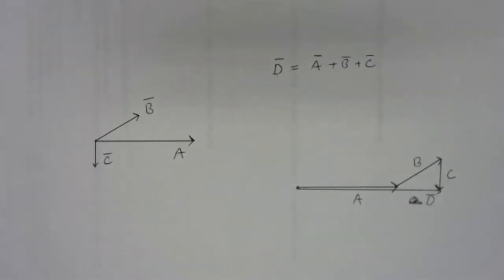Now, if you don't like how it lays out in a particular arrangement, like maybe this was a little bit awkward the way that it's drawn out, change the order. Go vector B first, then A, then C. Or go C, then B, then A. You'll get the same answer each time.